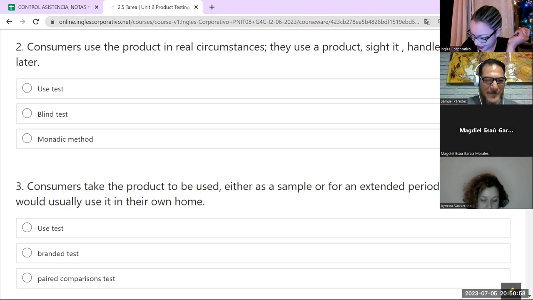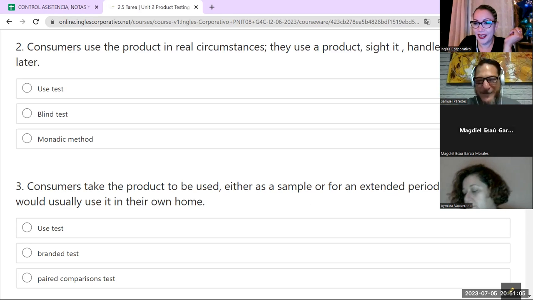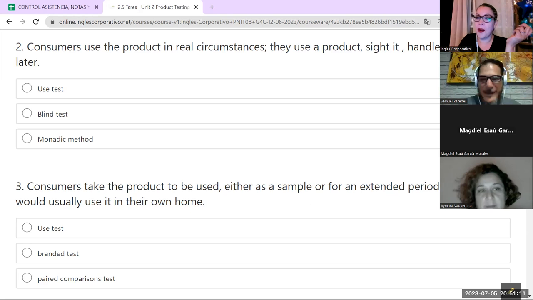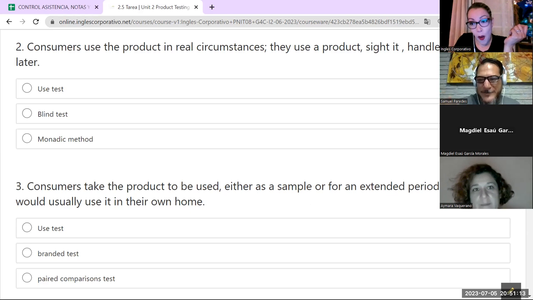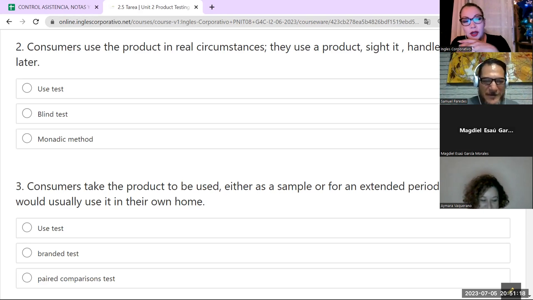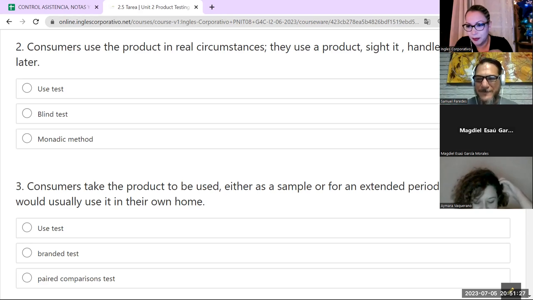Okay, number three. Number one. Yeah, you win the number one. Oh, okay. Aymara wins the number two. So we have two winners. And now we have a new winner in the number three. Yes, the number two, the monadic method is very similar, right, to the use test. But yes, number two, that was the monadic. Very good. Okay, let's continue.